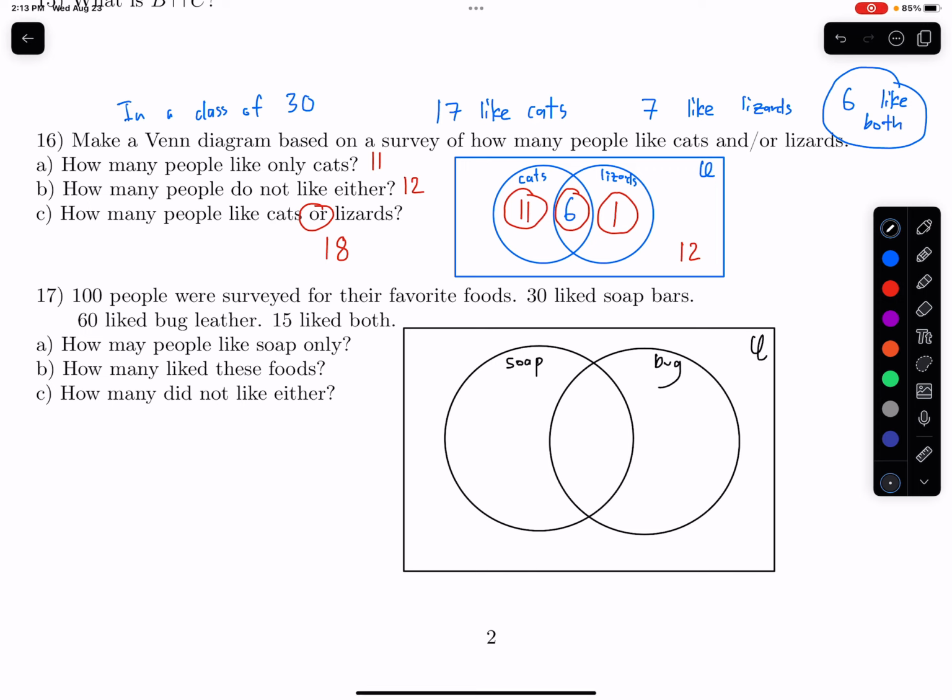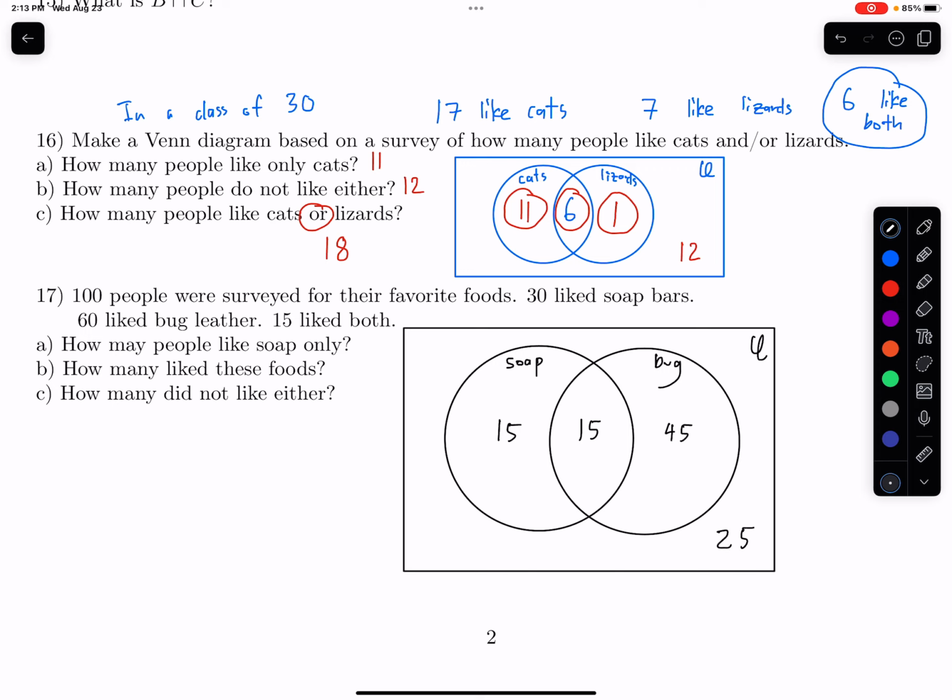15 like both. Remember, we always start in the intersection with that center part, the 15. 30 like soap bars, that means 15 more here. And 60 like bug leather, that means 45 more right there. Add those numbers up. 15 plus 15 is 30, 30 plus 45 is 75. That means there's 25 out here unaccounted for.